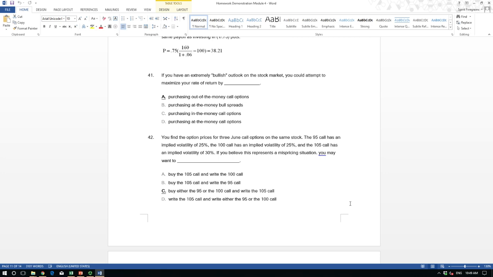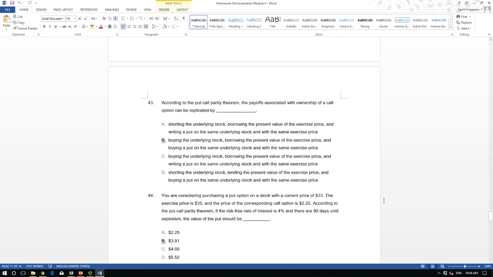All right, so what can you do as an investor? You buy low, sell high. What is high? 30% is high. What is low? 25% is low. So you buy low, which is either the 95 or 100 call, and sell high, the 105 call. So you buy either the 95 or 100 call, and write, which means sell, the 105 call. So the answer is C.